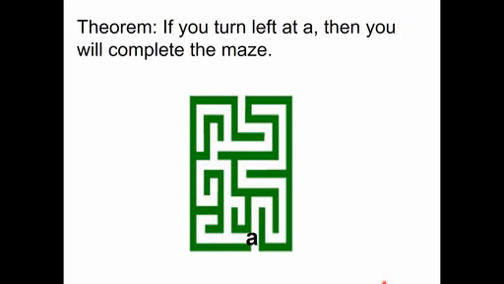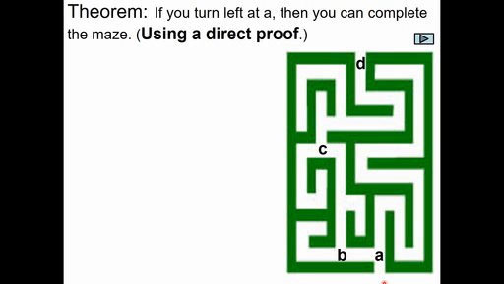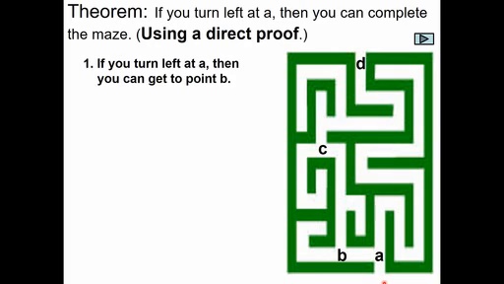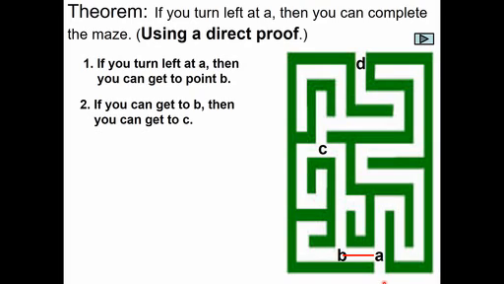So our theorem is, if you turn left at A, then you will complete the maze. So we're going to prove this theorem directly, using a direct proof. So here we go. If you turn left at A, then you can get to point B. All right. If we follow the syllogism approach, we're going to take the conclusion of that first one and make it the hypothesis of the next one. So we'll start out, if we can get to B, then you can get to C.